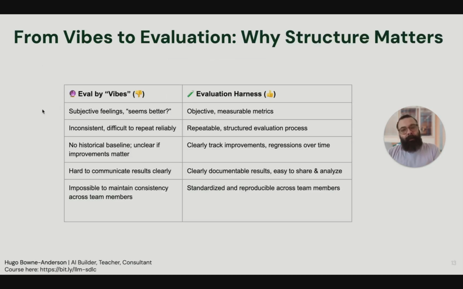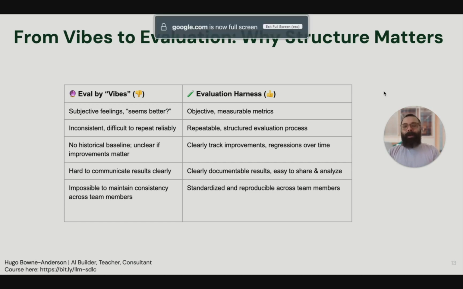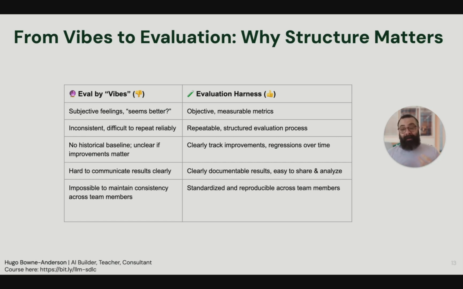So moving from vibe-based to more robust evaluation, I just want to tell you a bit about why structure matters. When you eval by vibes, it's cool, and early on it's very useful, but it's subjective. It seems better, whereas an eval harness provides objective, measurable metrics. Vibes are inconsistent and difficult to repeat, whereas an eval harness is a repeatable, structured evaluation process. With vibes, you don't get a historical baseline. It's unclear if the improvements matter, whereas with an eval harness, you can clearly track improvements and regressions over time.